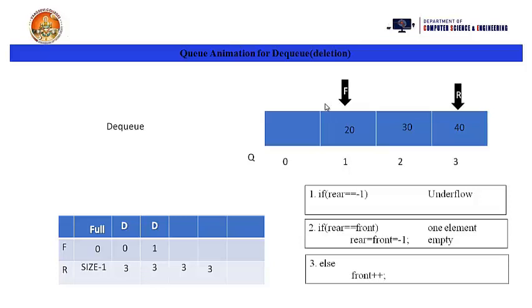Now I want to delete one more element, 20. Now first we need to check the condition. If rear equal to minus 1, the rear value is 3 only. Is 3 equal to minus 1? The condition is false, it is not an underflow condition.